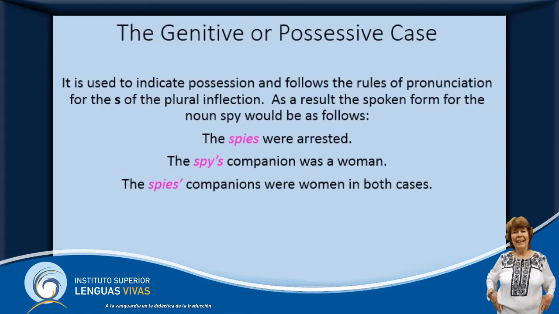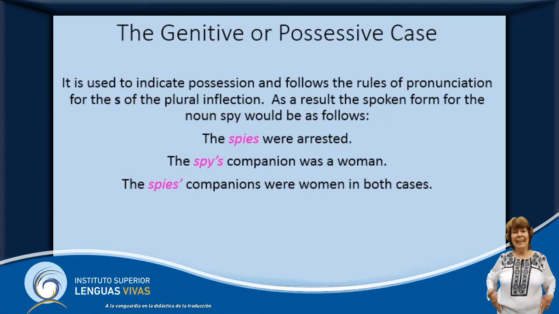This class that we have now is about the genitive or possessive case. It is the only case ending that we have in English now. It is used to indicate possession, and it follows the rules of pronunciation for the S of the plural inflection. So there you will have the sound S, Z, or iz, the same as you have for the plurals.